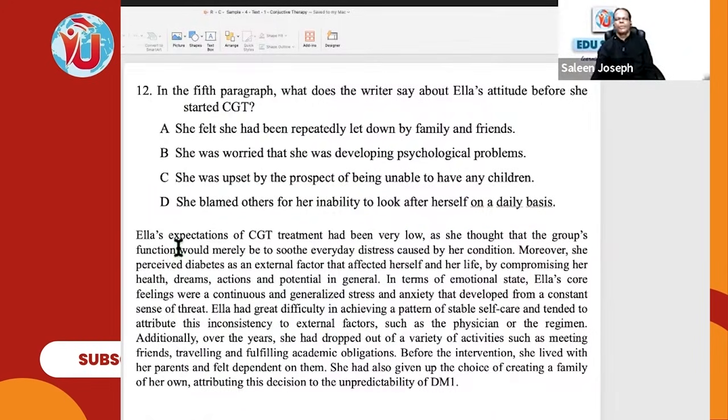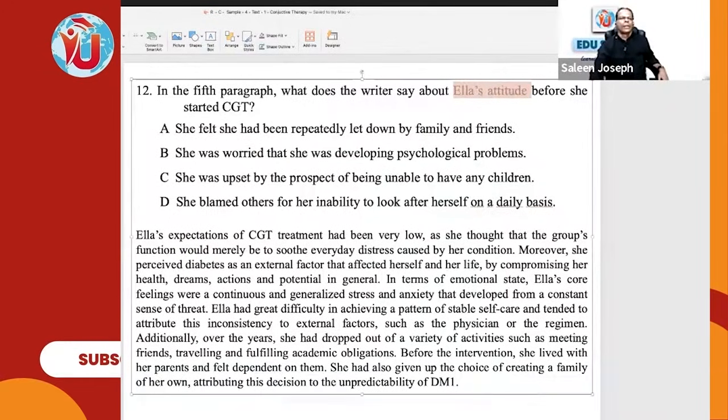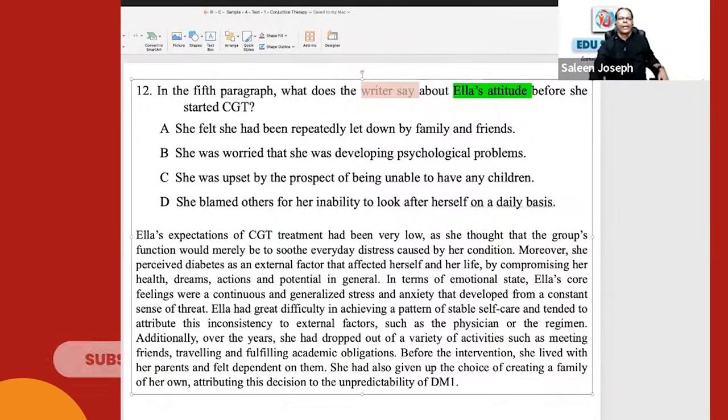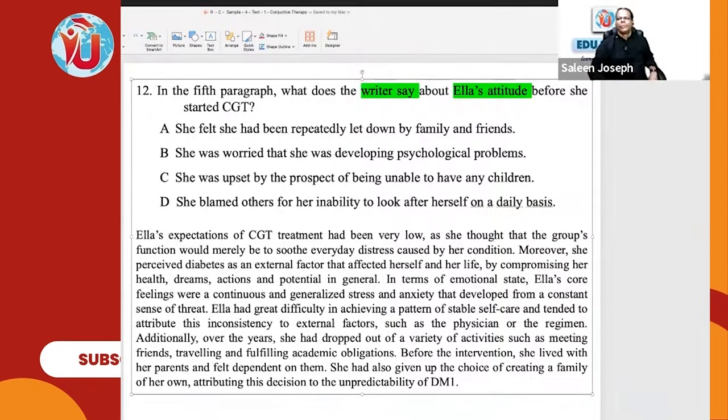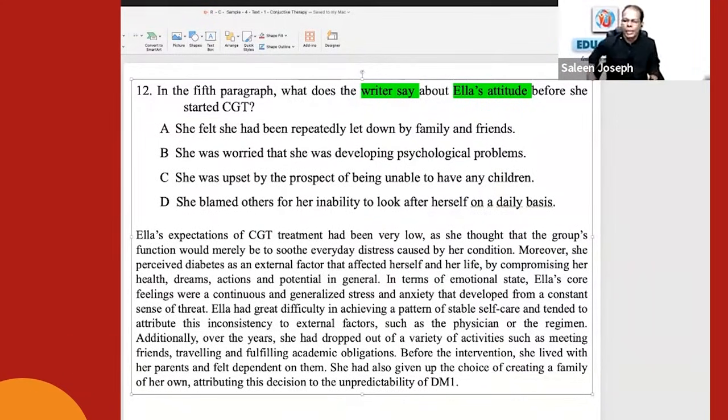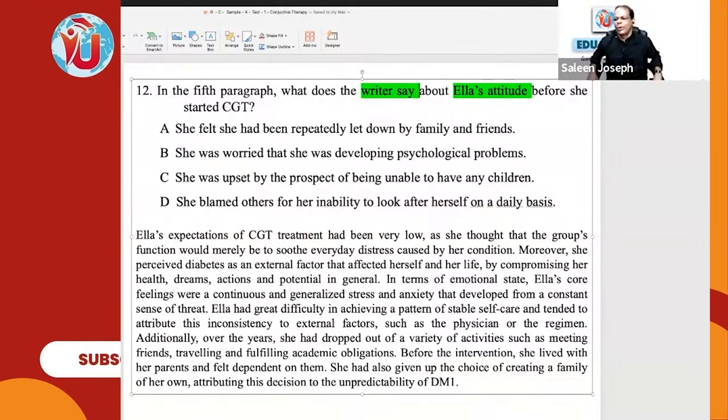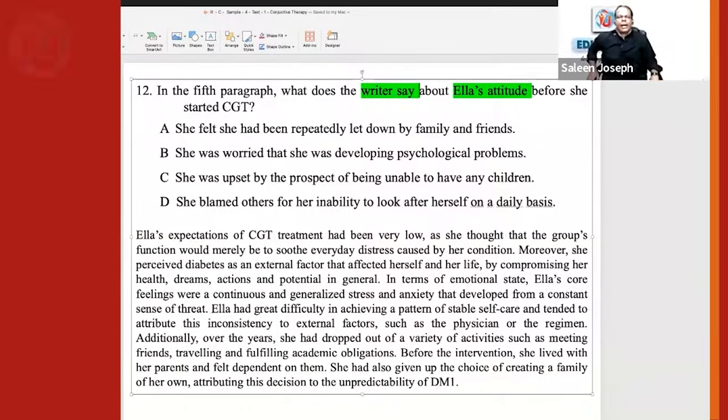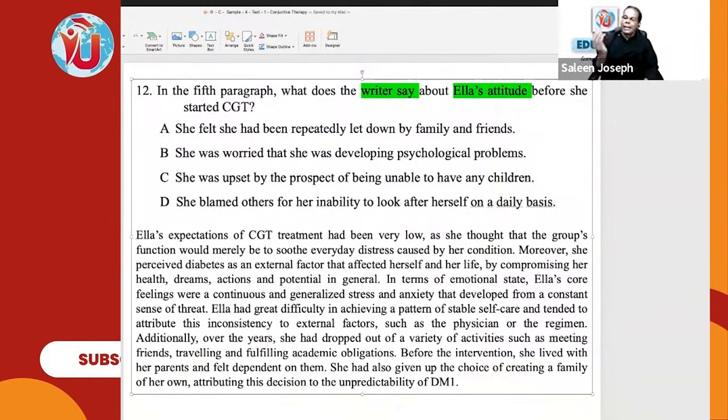Question 12: in the fifth paragraph, what does the writer say about Ella's attitude before she started? What are the heading words? Writer says means opinion. The writer's opinion about Ella's attitude before she started CGT. Until now, we were explaining what happened after, what changes were brought in, her approach was changed. Now they are asking, what was her attitude before she joined the CGT program?